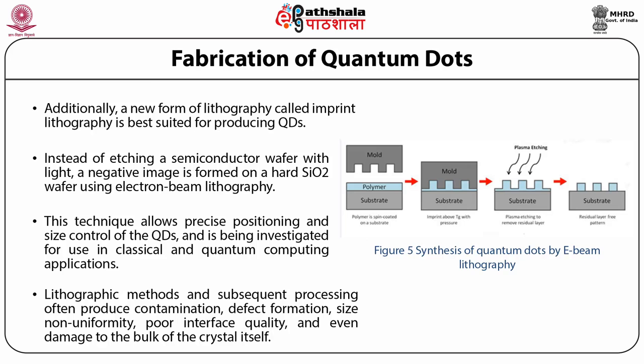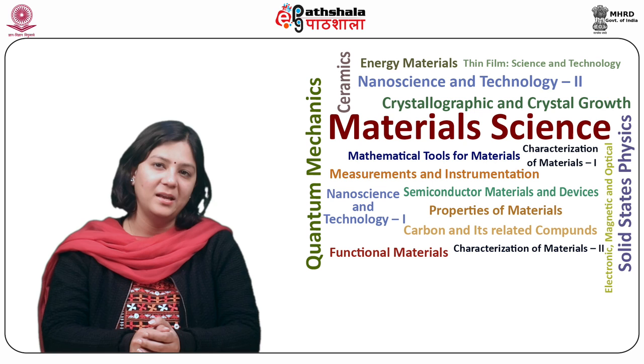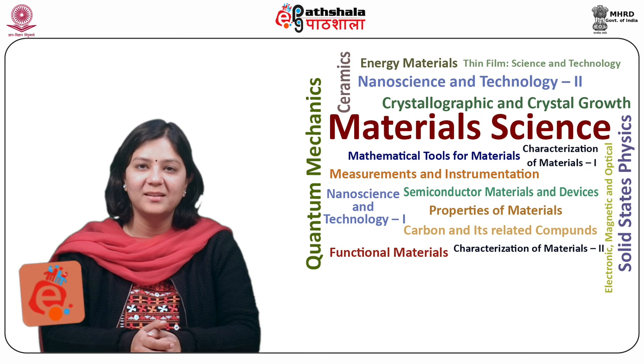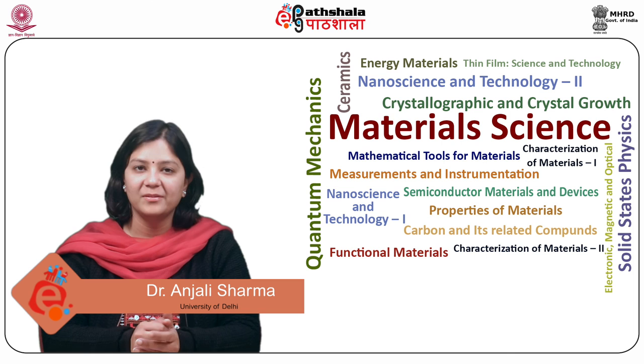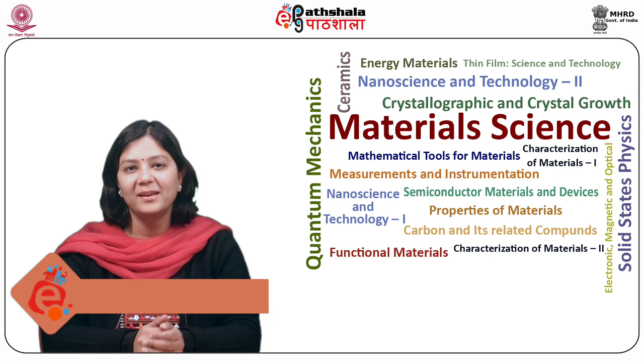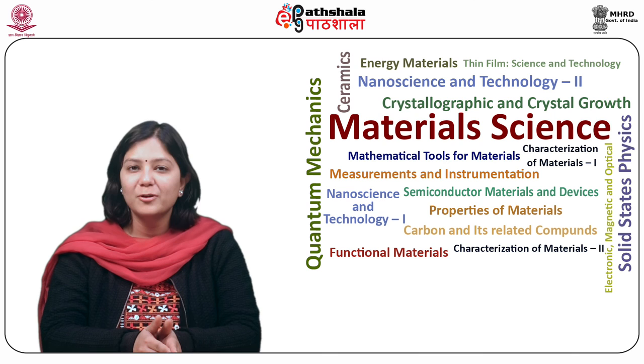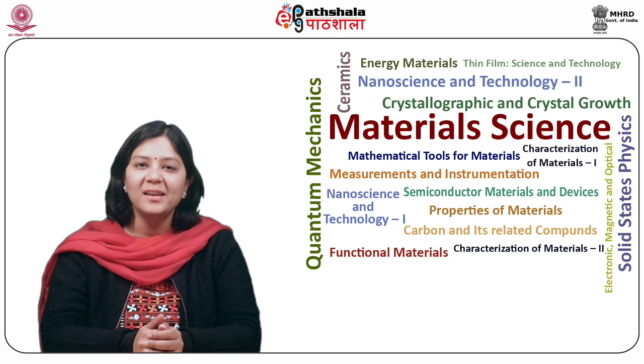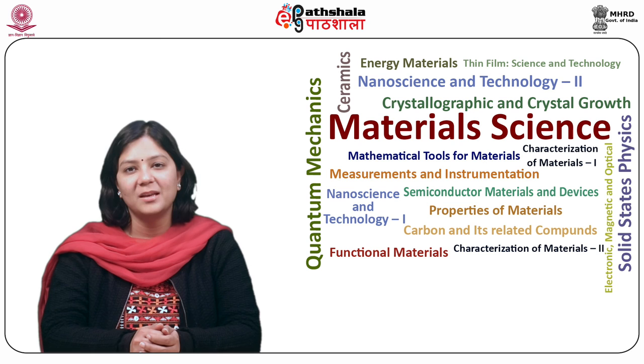So students, let us now summarize what we have learned in this module. We have seen the historical development of photolithography, the working principle of photolithography, and the important parts of photolithography like exposure and printing systems, photomask, resolution and projection system, light source in the system, and finally, we have also seen how quantum dots are fabricated using photolithography.